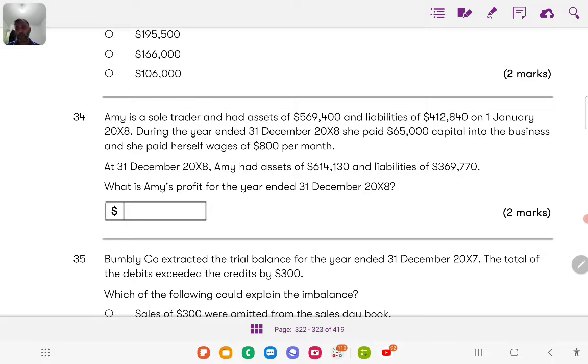And question number 34, Amy is a sole trader and had assets of 569,400 and liabilities of 412,840. That's on the 1st of January. Now, during the year ended 31st December, she paid 65,000 capital into the business and paid herself wages of 800 per month. At 31st December 2018, Amy had assets of 614,130 and liabilities of 369,770. Question is, what is the profit for the year ended 31st December 2018?